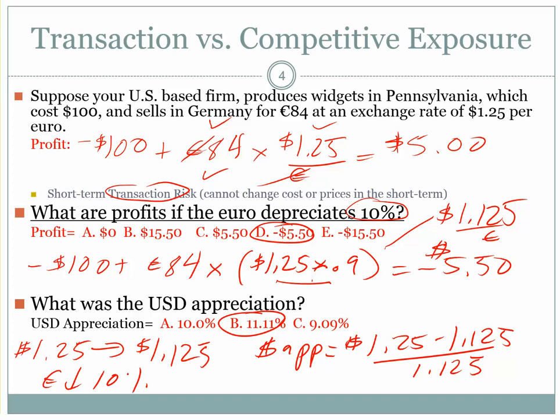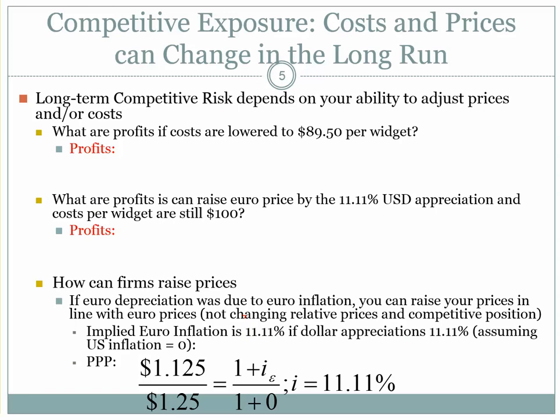So let's look at this example. Again, we're selling widgets from the US to Germany, making $5. The exchange rate goes down. Now we're losing $5 a widget, and that's a transaction loss. But let's move over to competitive exposure. Competitive exposure is the long run. In the long run, we'll define that as a period of time in which I can change my prices and/or costs. So let's see in the long run what we could do.